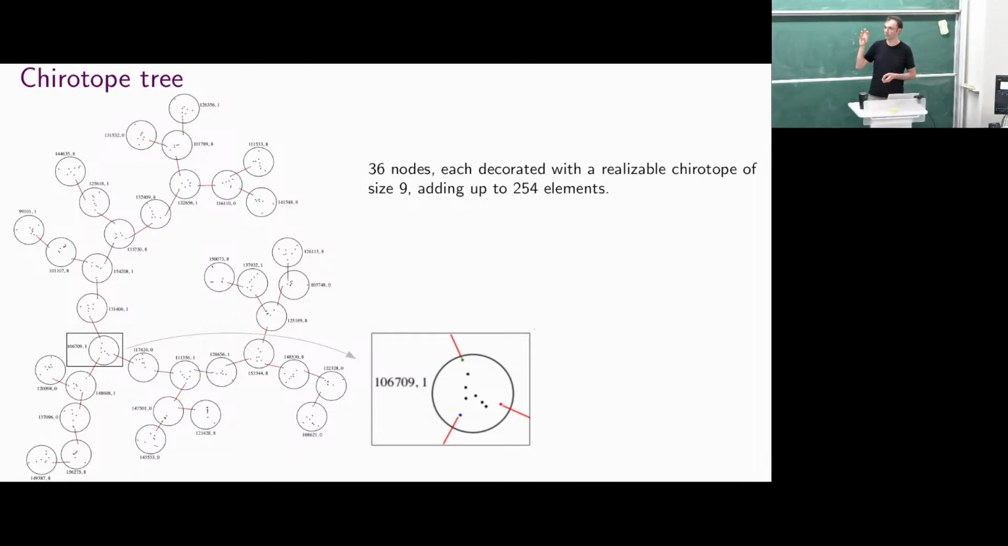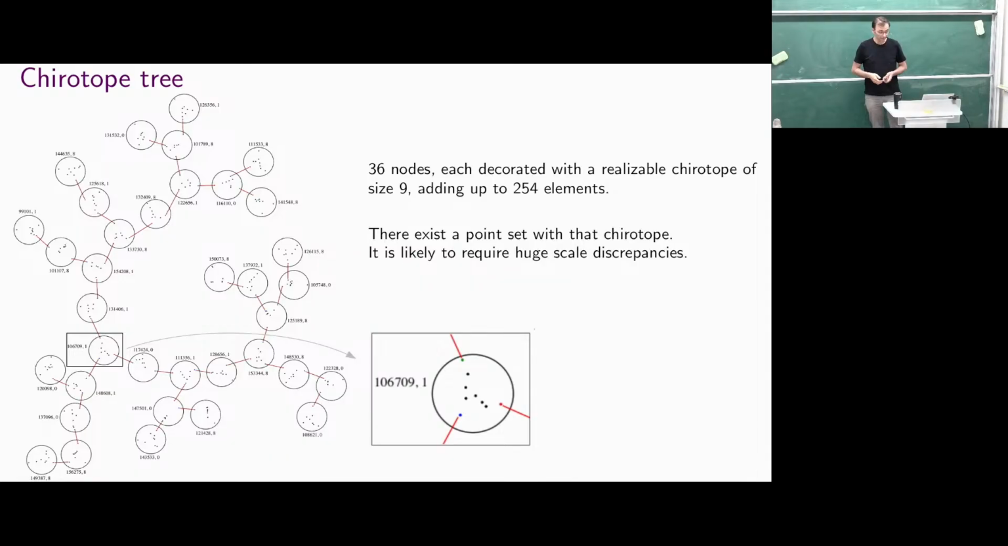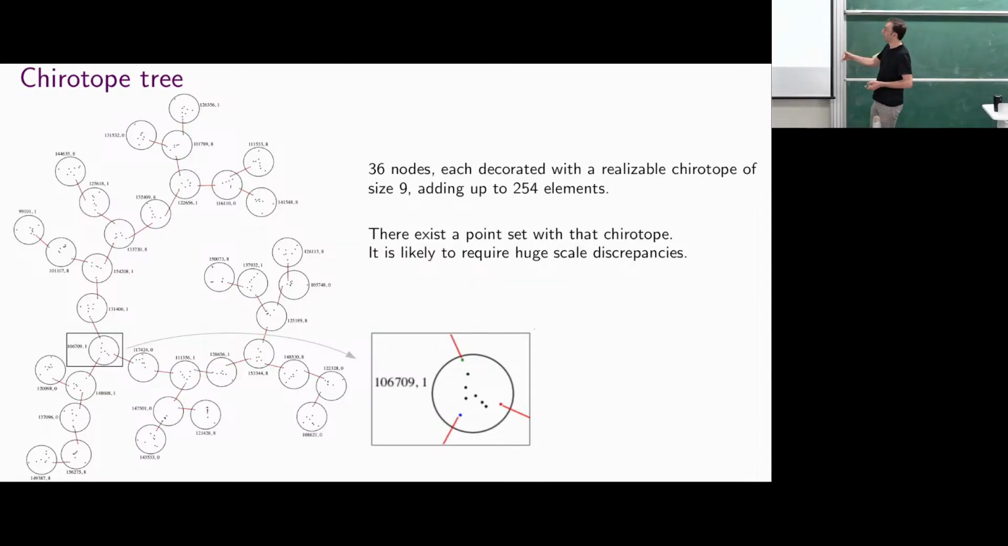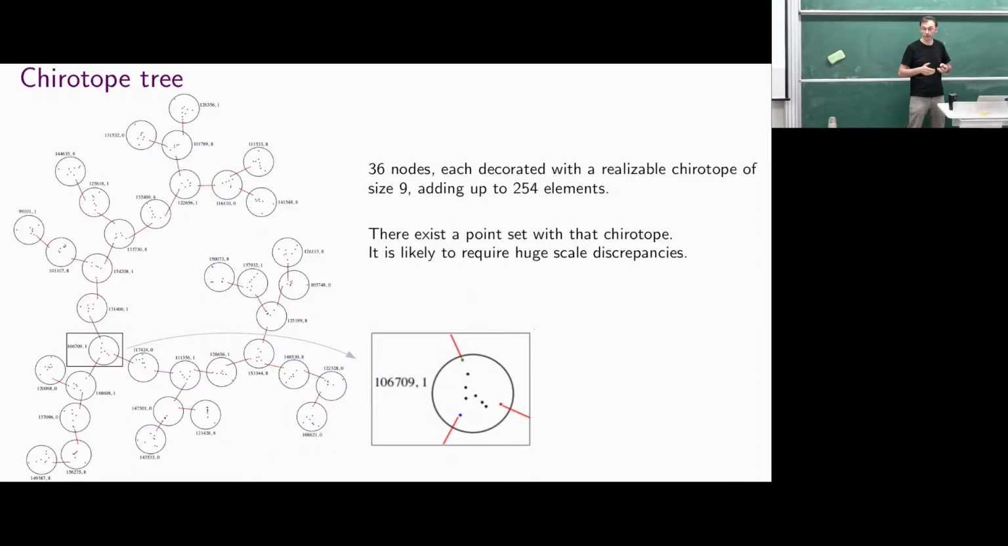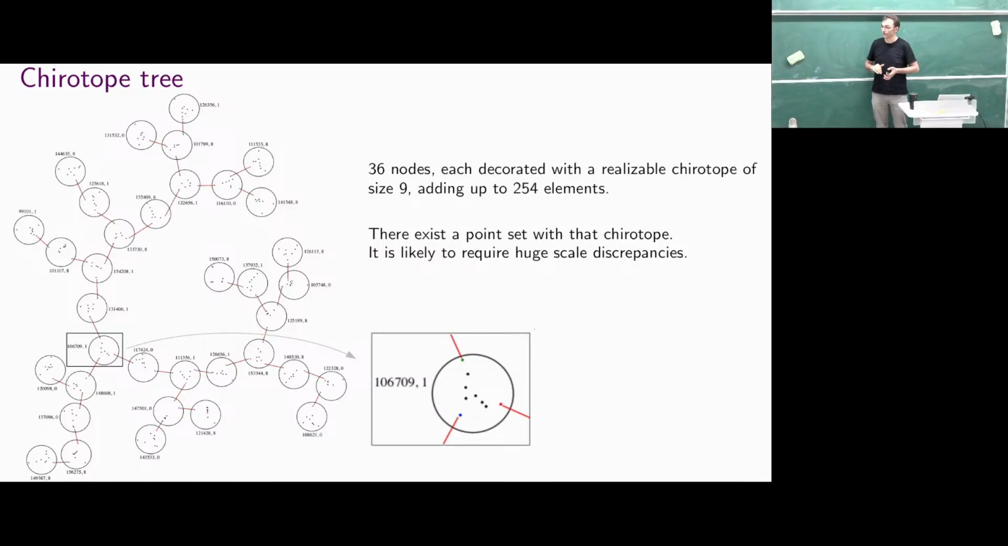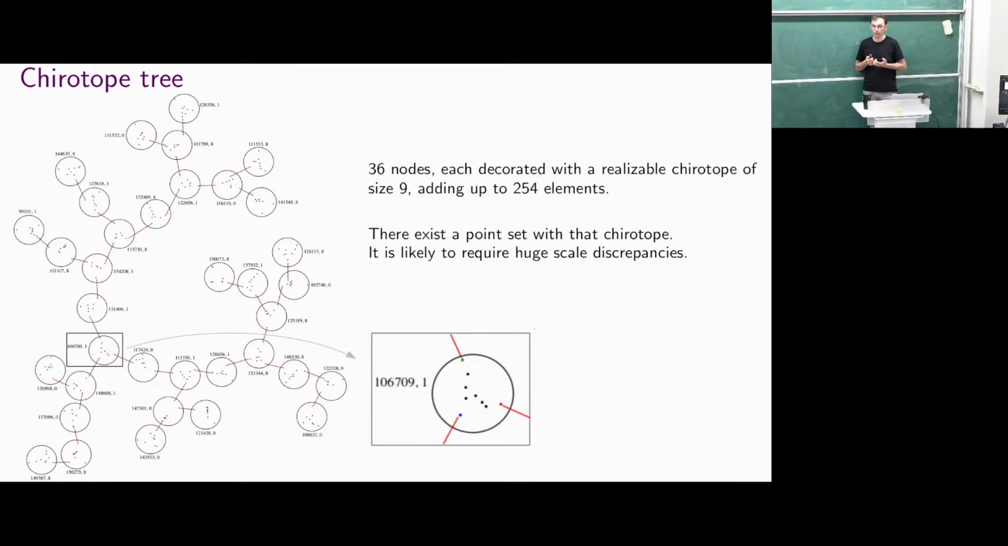So this is a representation of a point set that exists. So I could, in principle, write a list of 254 points with coordinates that would have exactly the same chirotope as what I have here, but I may need a huge difference in coordinates to actually represent them because of this pushing around, right? So this is what we gain by working with this tree representation. Does that make sense?